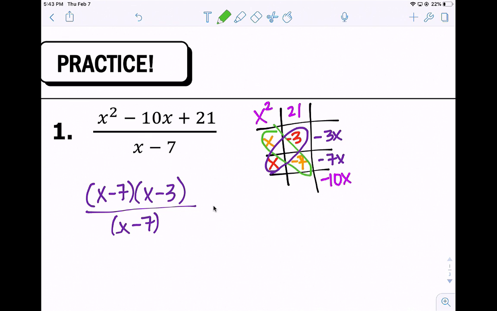What we see is, well, x minus 7 and x minus 7 are the same thing. Dividing those will give me 1. Again, they just divide out. So our final answer is just going to be x minus 3.